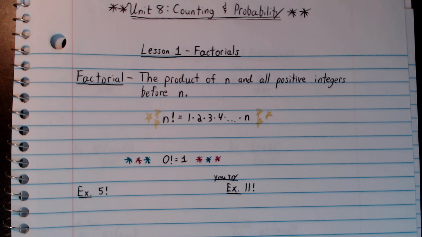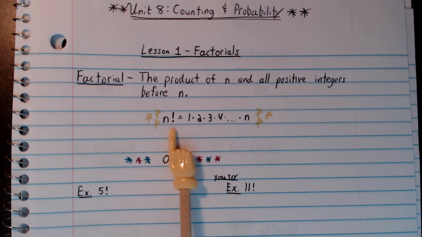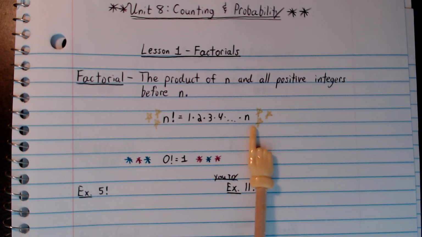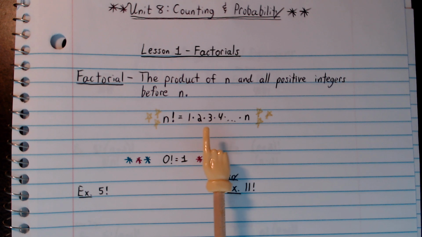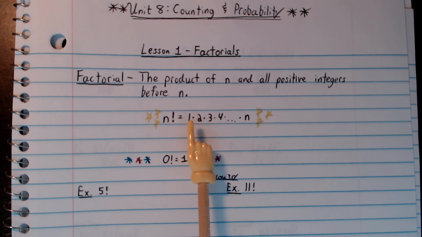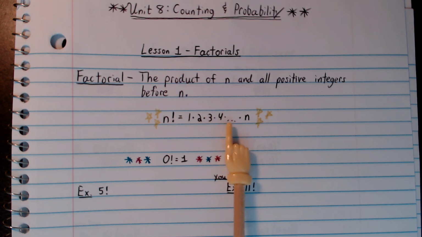But anyways, a factorial. A factorial is the product of n and all the positive integers before n. And you're going to see right here, the way that we write it out, it's n with a little exclamation mark. So when you see that, that's a new symbol for you. That means that you're multiplying every number up to n. So for example, if n was 6, we'd be multiplying 1 times 2 times 3 times 4 times 5 times 6.